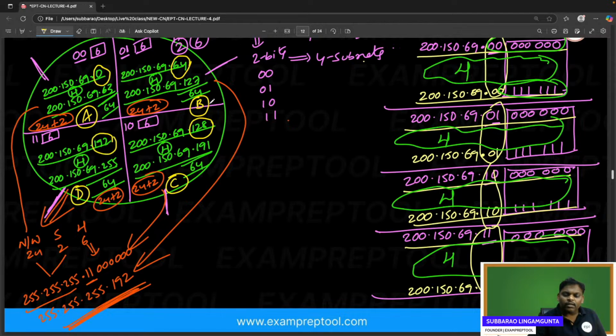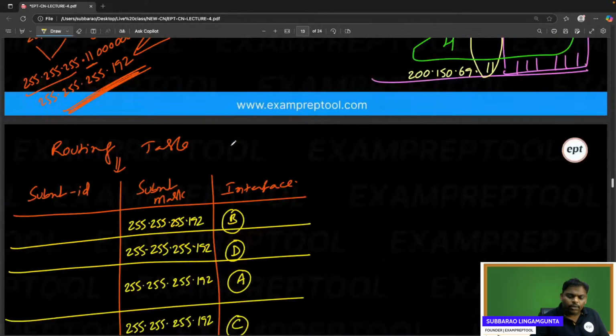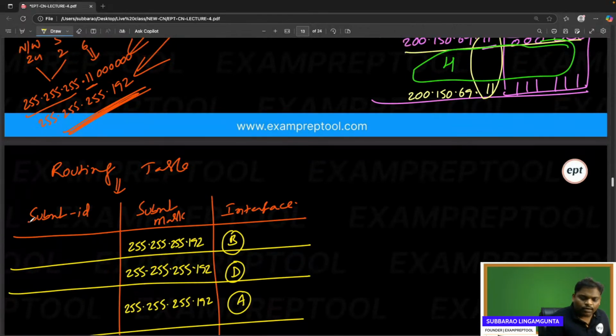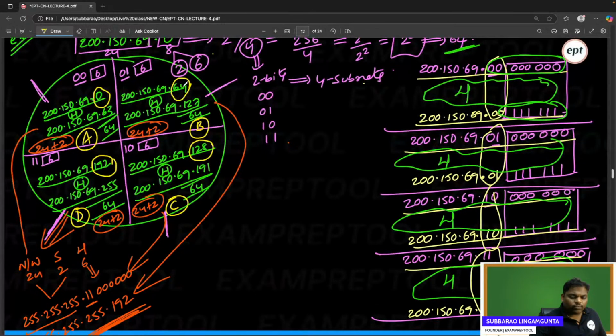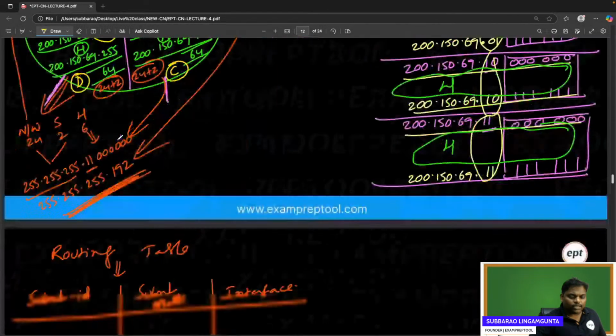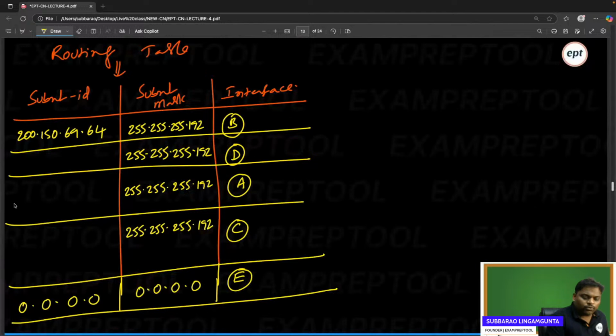So let me write the B net ID 64. Can you see this one? B net ID 64. 200, 150, 69, 64. B interface C. It is a B. So net ID is 64. What about A? A 0, I think. A 0, 200, 150, 69, 0.